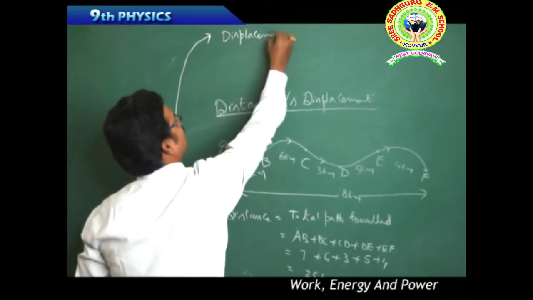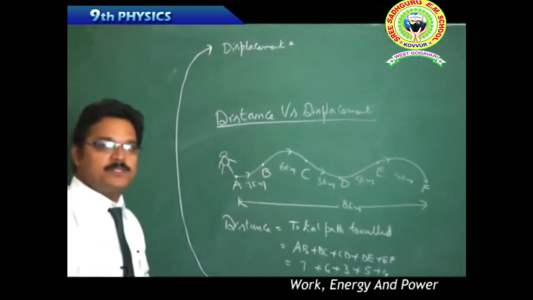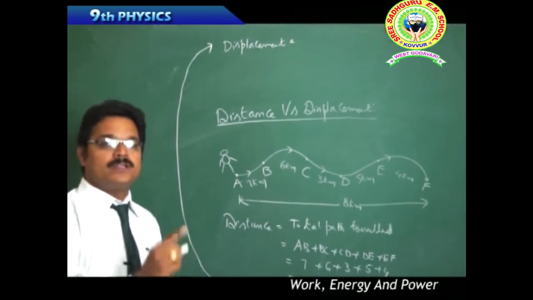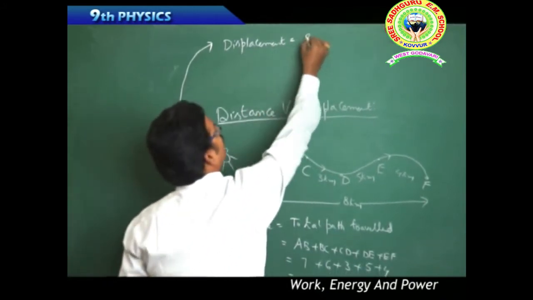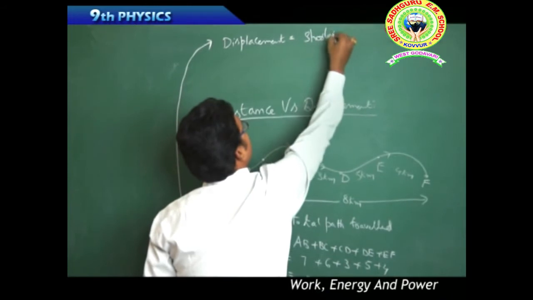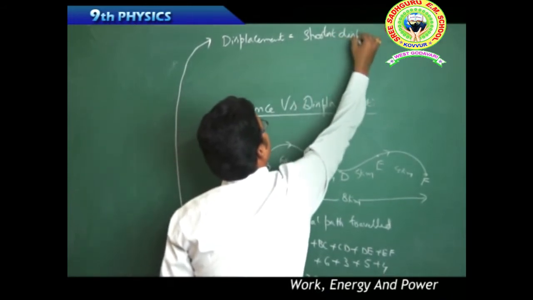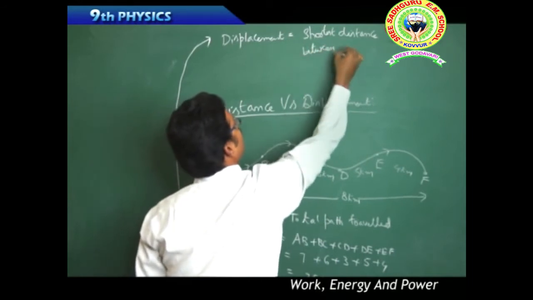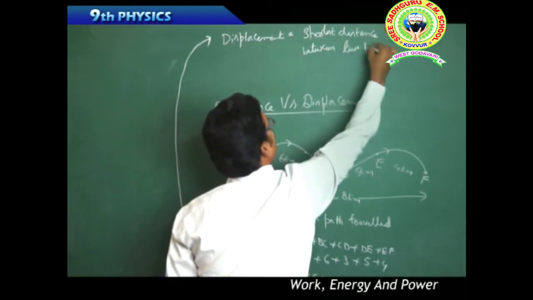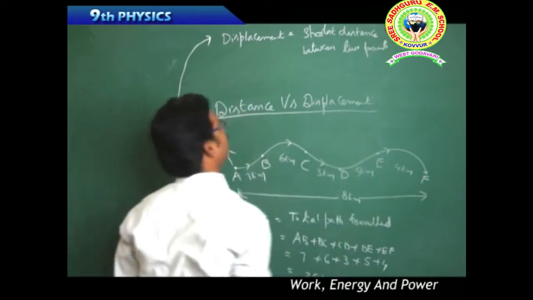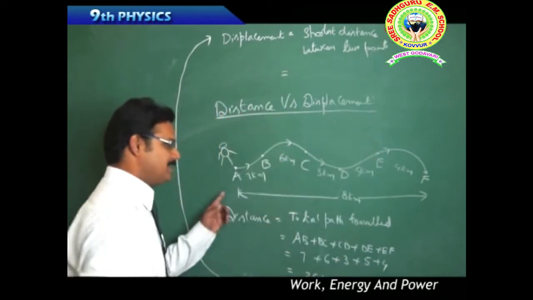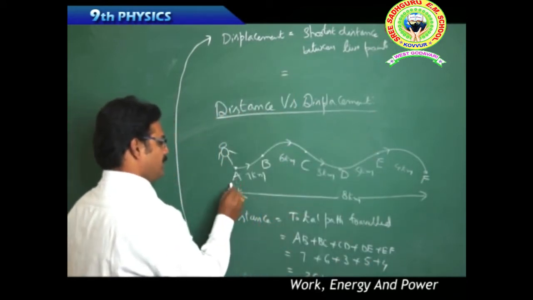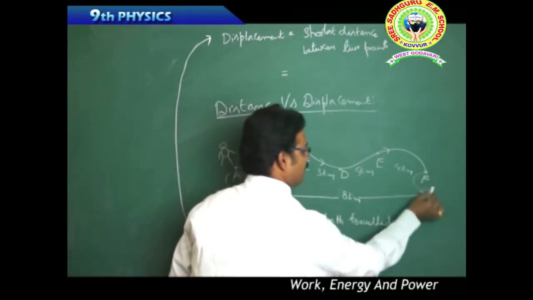Displacement. Displacement is the shortest distance between 2 points. Now here in this example, the 2 points are A and F.